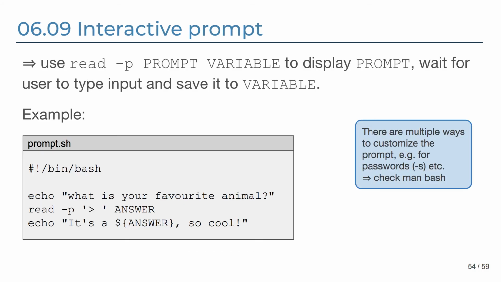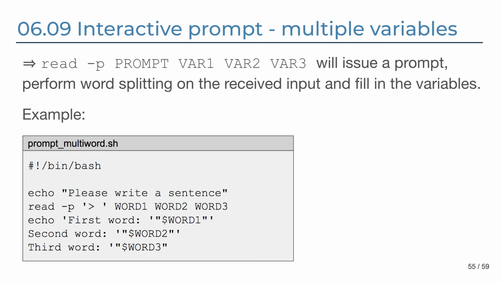And the other interesting option is a special command called read, and what this command does is it will start a prompt, and then you can save the output of this prompt to a variable. So you just use -p, you can specify a string that will appear as your prompt, and then it will save the result of that in answer. Same works too for multiple variables.